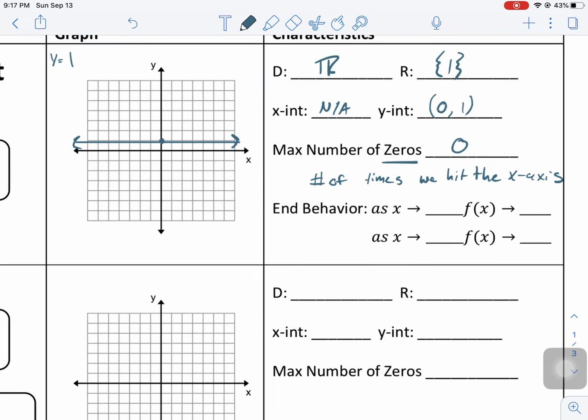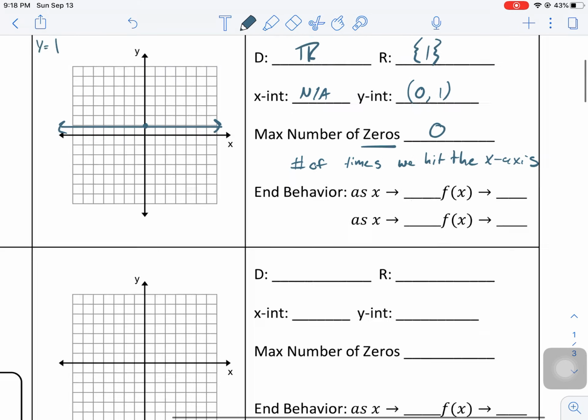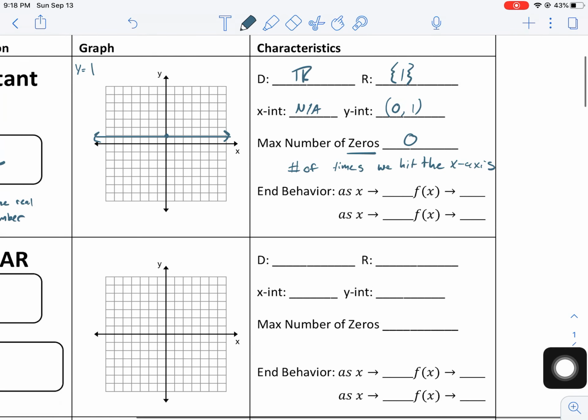The end behavior. So this is kind of a new notation, but end behavior says what is it doing at the ends of this graph. So it's always written like this. As x goes to positive infinity, so positive infinity to the right, what is the y value going to? So the y value is just going to the value 1 because it stays there forever.